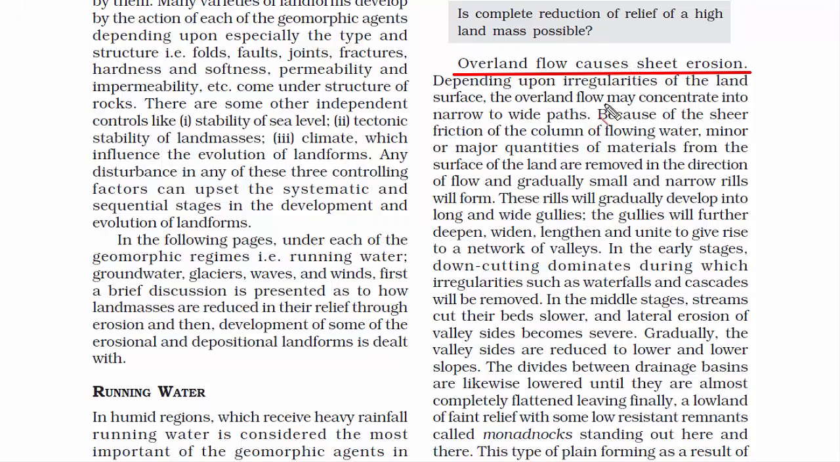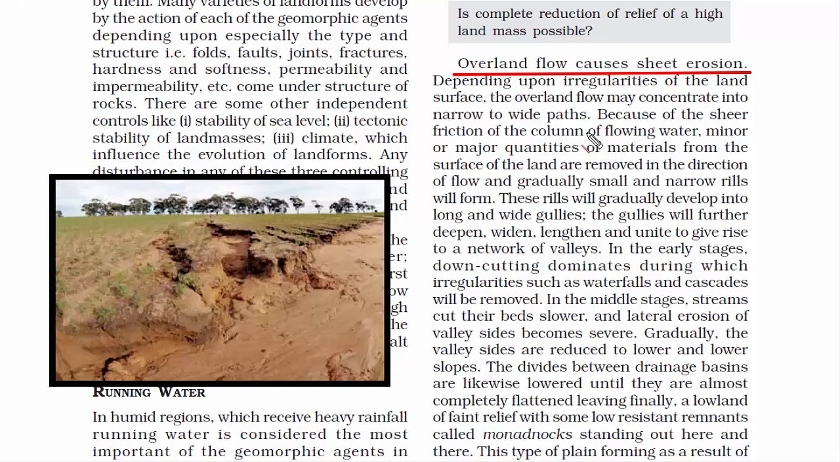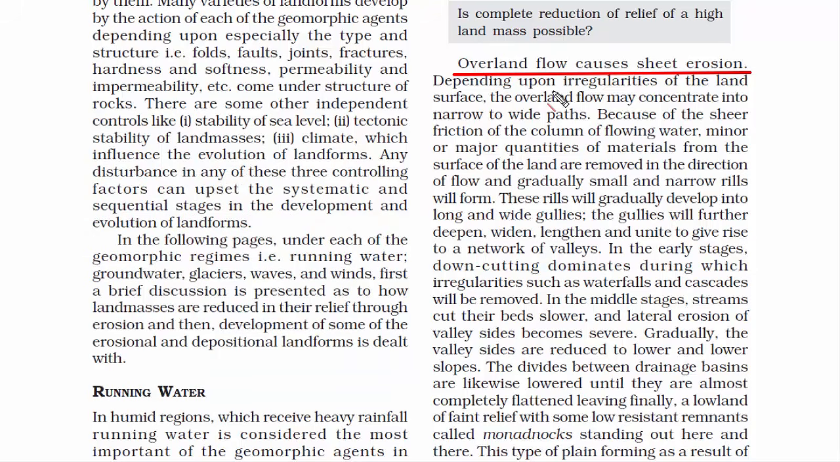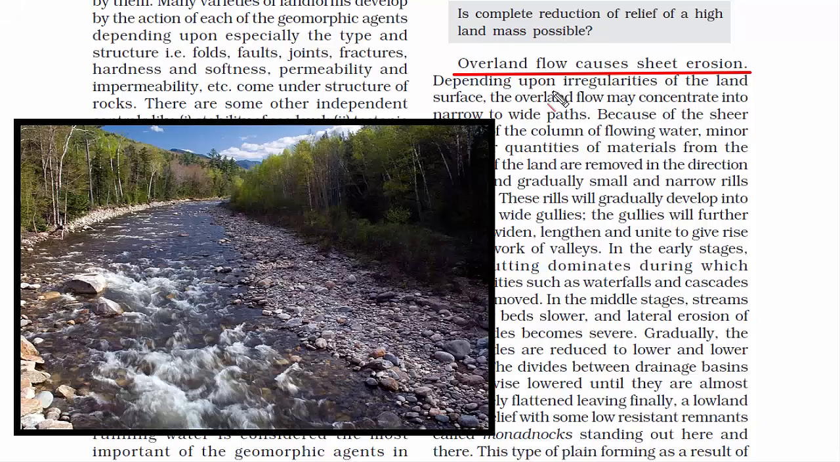Now, when overland flow occurs, it causes sheet erosion. By sheet, we mean a complete layer of soil which is like a sheet. It gets washed away. Now, why does it wash away? Because of the velocity or speed of the running water.